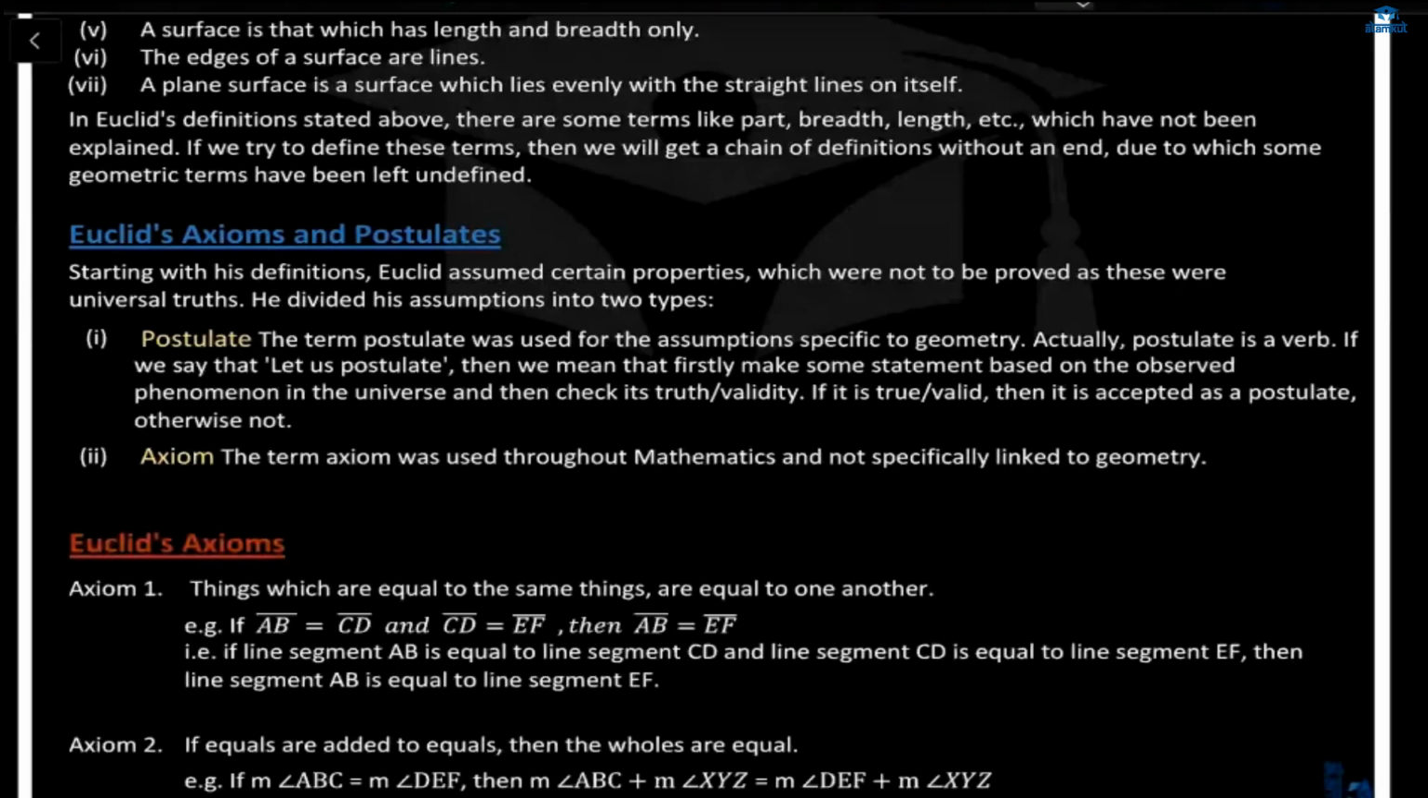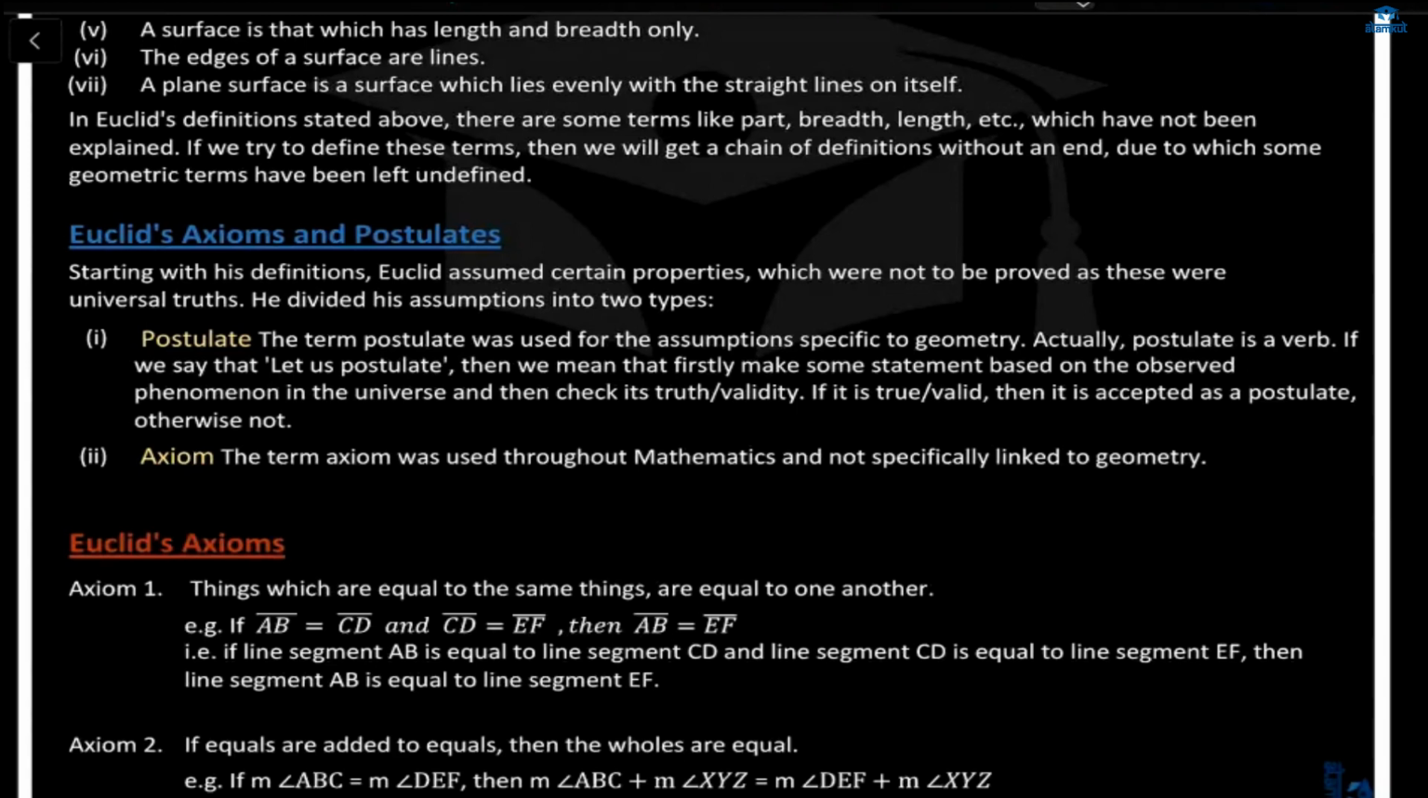Now there are two things. Starting with these definitions, Euclid assumed certain properties which were not to be proved as they were universal truths. He divided his assumptions into two types, okay. They don't need a proof. Some things are universal truths, you don't need to prove them. So these Euclid's axioms and postulates are universal truths that need not be proved.